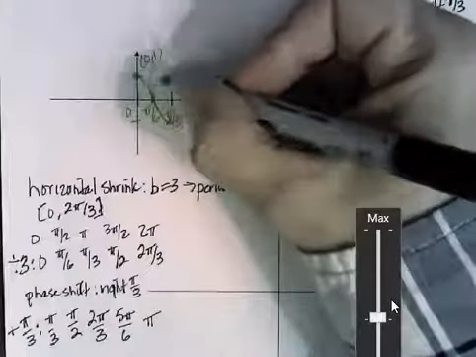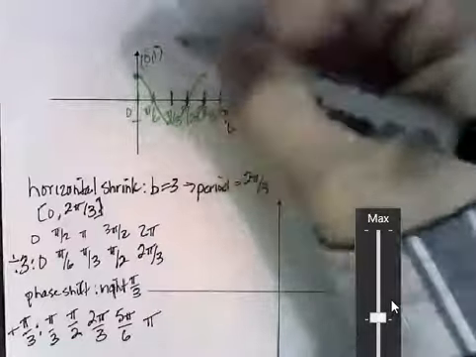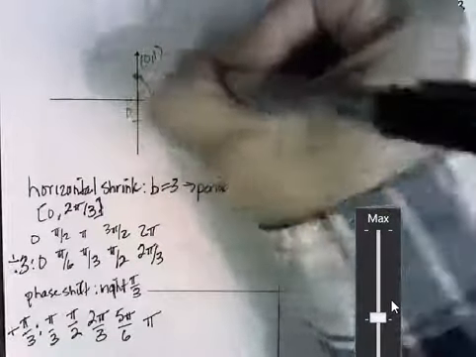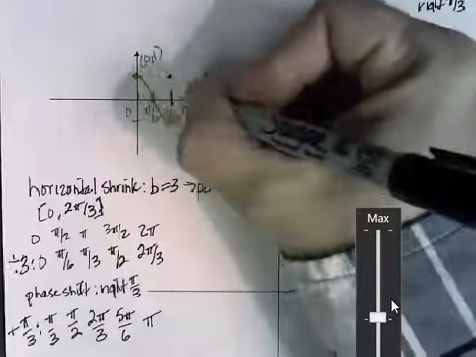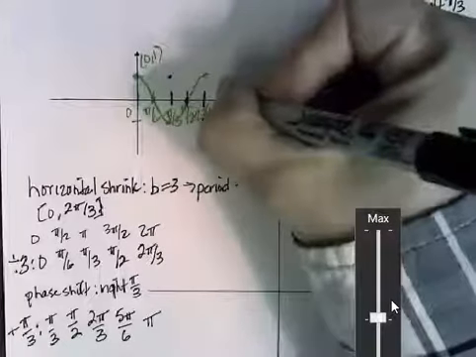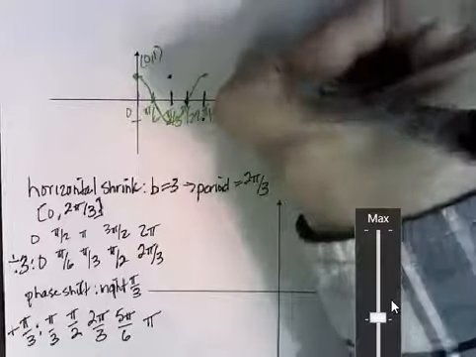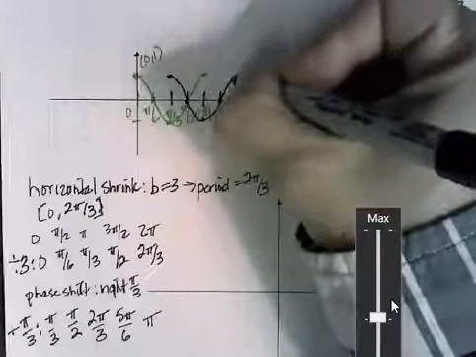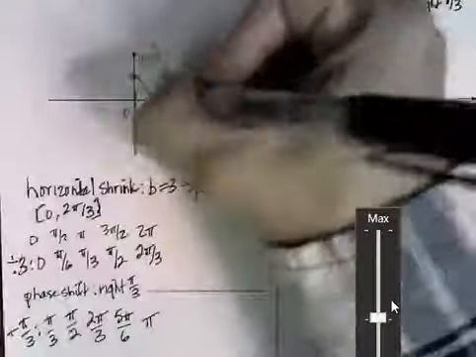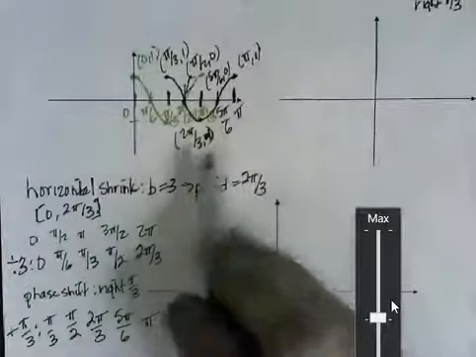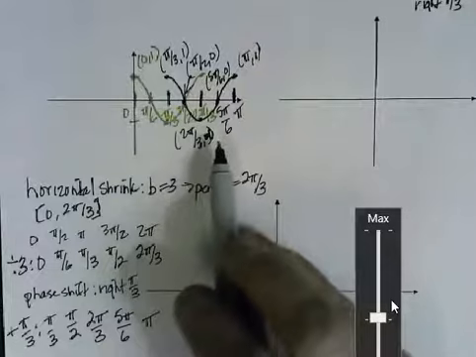Now I'm going to take these points and just move everyone over by pi over 3. So this one is going to move over to here. This one is going to move over to here. Again, I'm just following my pattern for my cosine graph. So there are my new 5 key points. Now I'm going to go back and label these. That gives me all of my horizontal transformations.